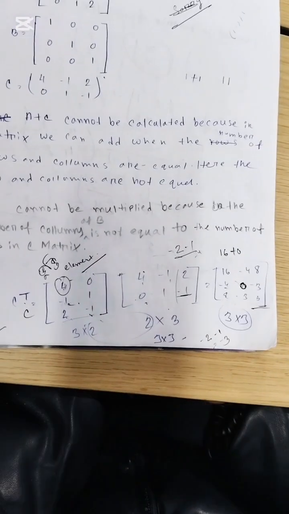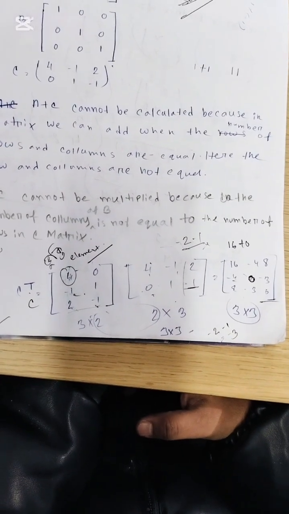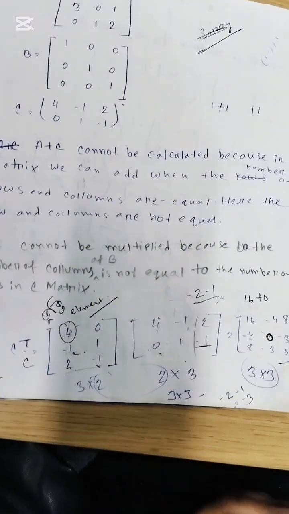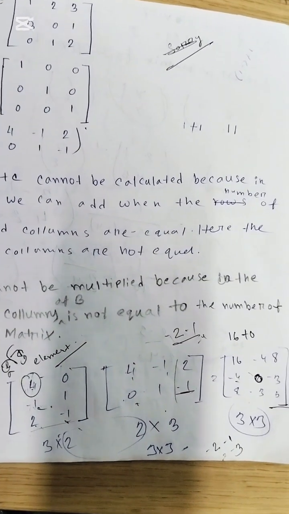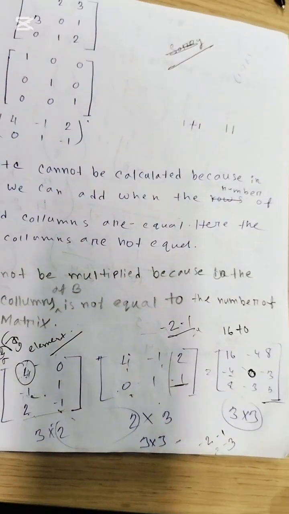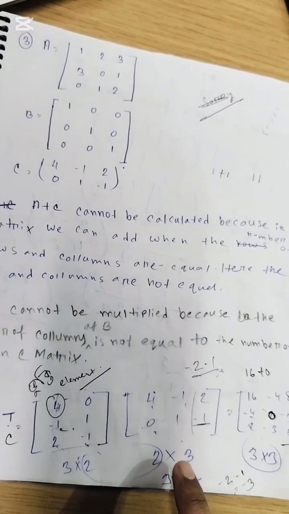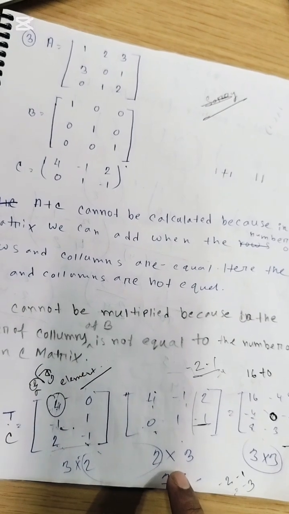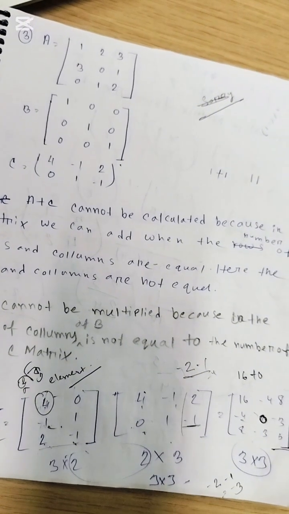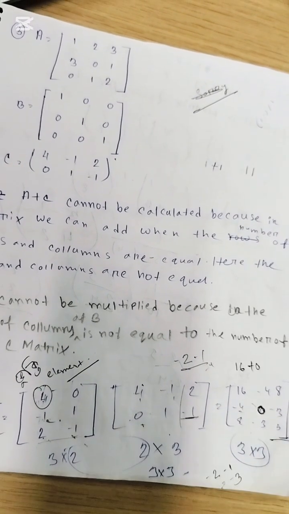The next question is C transpose C. I think it's possible. Transpose means the rows will become columns and the columns will become rows. That is called transpose. According to the multiplication rules of matrices, the columns of the first matrix and the rows of the second matrix must be the same. Here we can see the first matrix has two columns and the second matrix has two rows. So we can multiply these, and after multiplying and calculating all the individual values, we will find the answer.